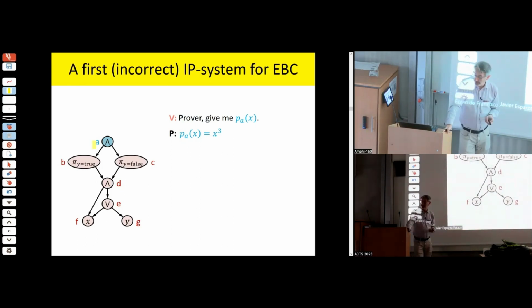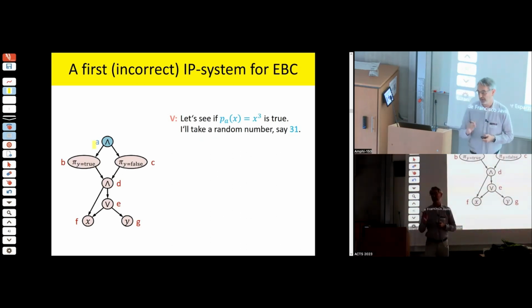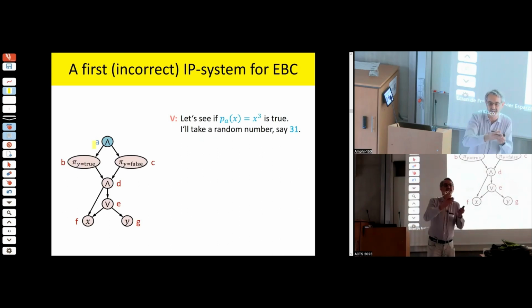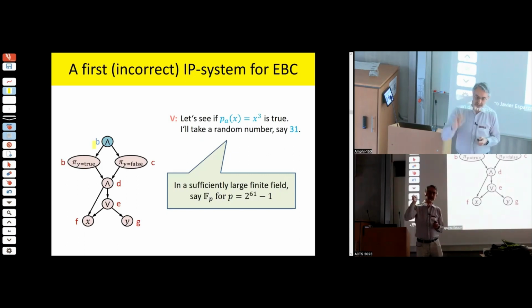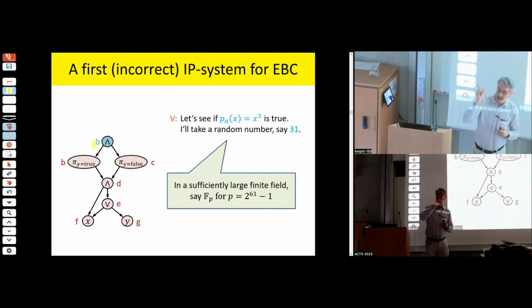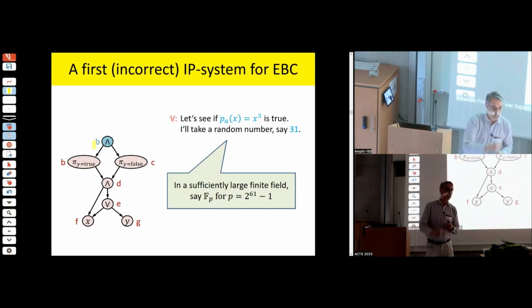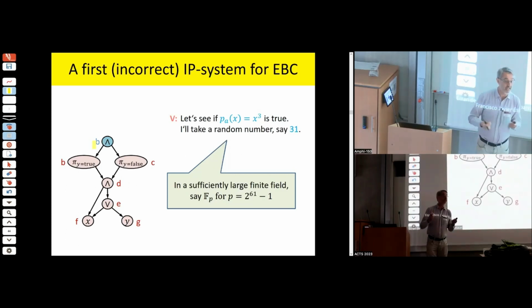But then of course the verifier thinks, why should I believe this? And then the first idea is the verifier says, okay, let me take a random number. For example, 31. And now you probably immediately ask, but what do you mean by a random number? How do you choose the number? Well, what this means is I'm going to take a sufficiently large finite field. In the tool, for example, we take 2 to the 61 minus 1, I mean the finite field generated by the prime 2 to the 61 minus 1. It has 2 to the 61 minus 1 elements, and then you choose the element uniformly at random.